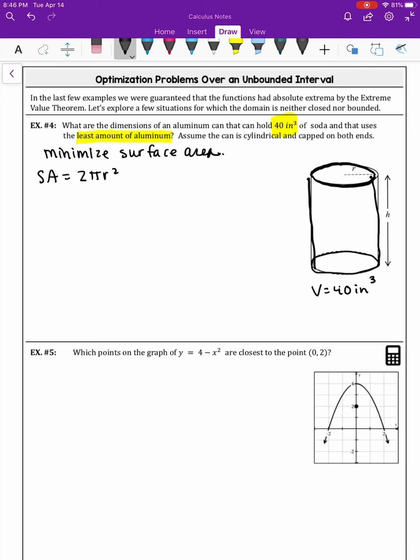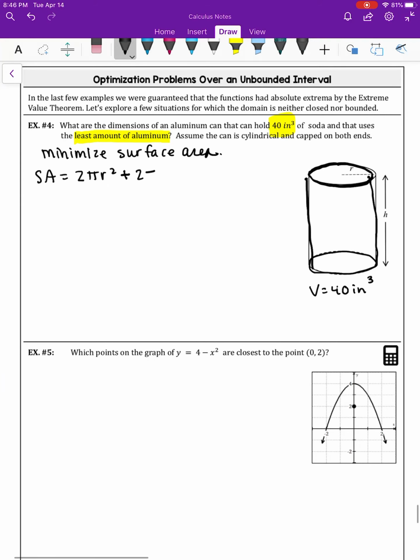And so I should be thinking, what's the surface area of a cylinder? So surface area of a cylinder, I've got 2 pi r squared, right? Because I've got this part up here and this part down here, so that's the top and the bottom, plus, and then do you remember if I take the perimeter of the top times the height, so 2 pi r times the height. So that is my surface area equation. That's the one I want to minimize because they're wanting me to find the least amount of aluminum, but it still has to hold 40 cubic inches.